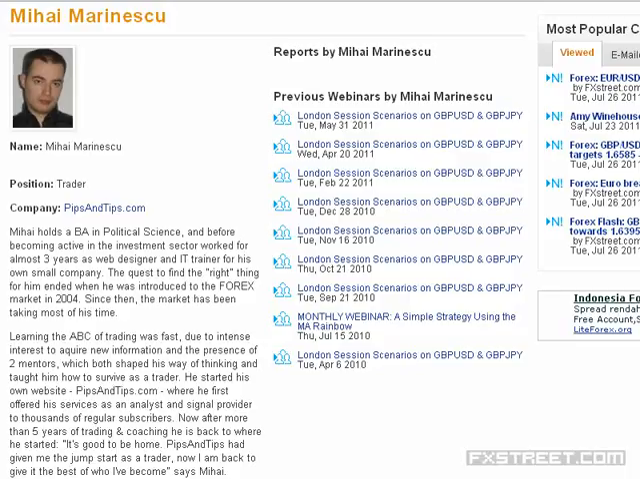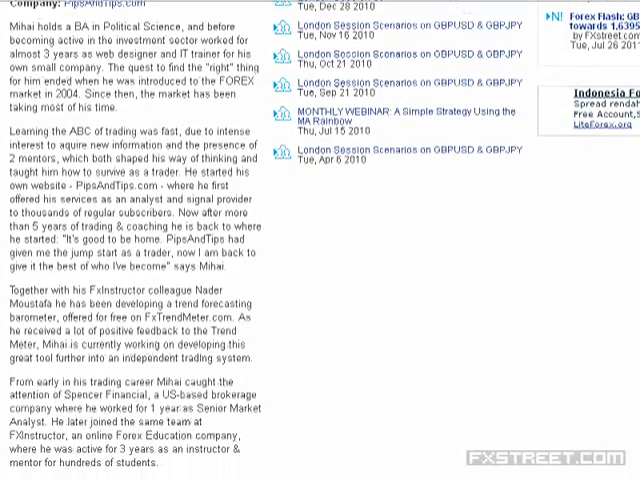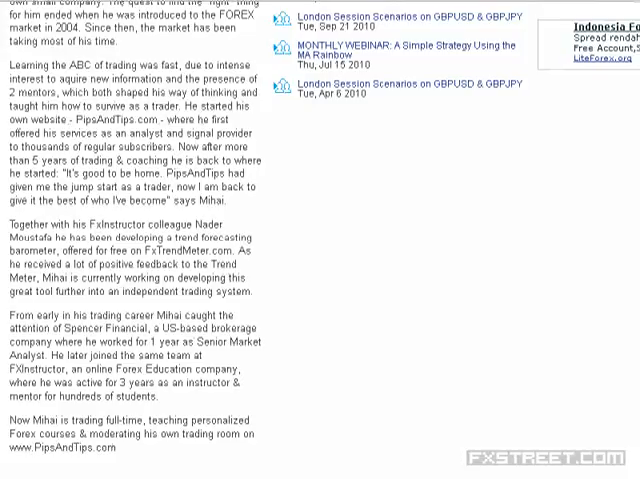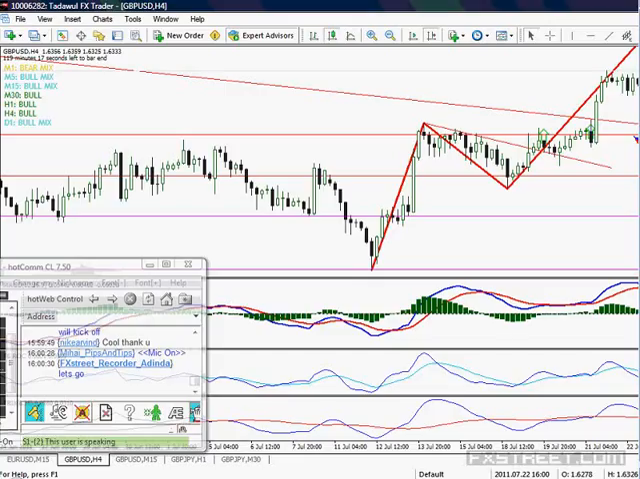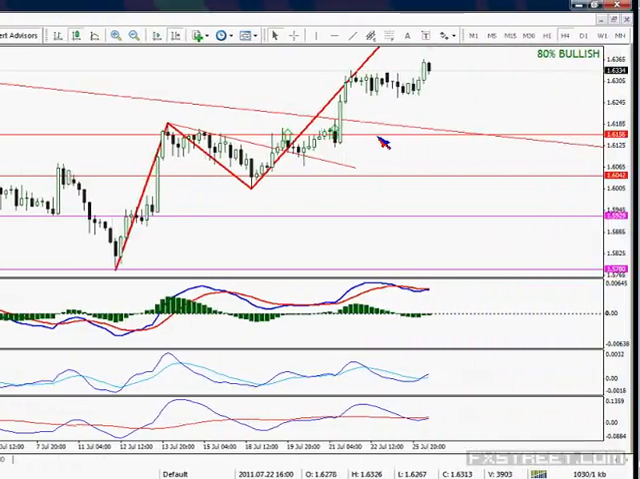Welcome to London session scenarios on pound dollar and pound yen. We'll be looking, as always, at these two pairs from two perspectives. One of a swing trader and the other one for day trading setups. We'll see if there's anything to trade right now for this session.